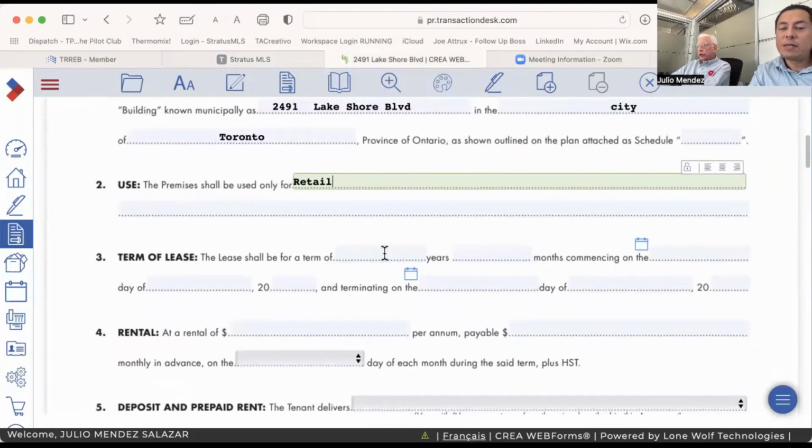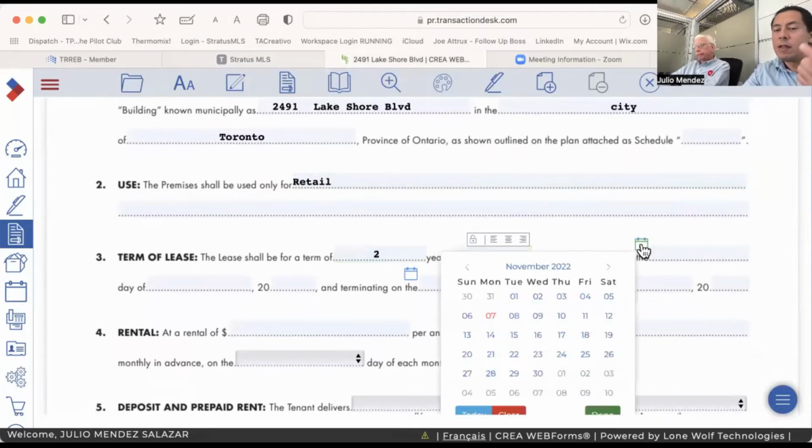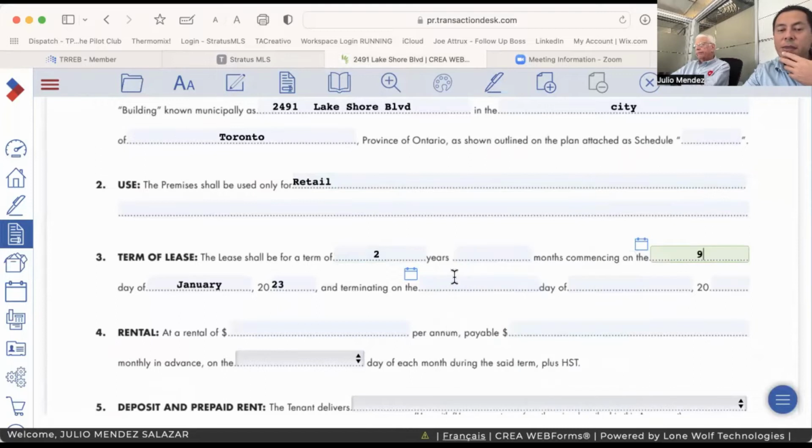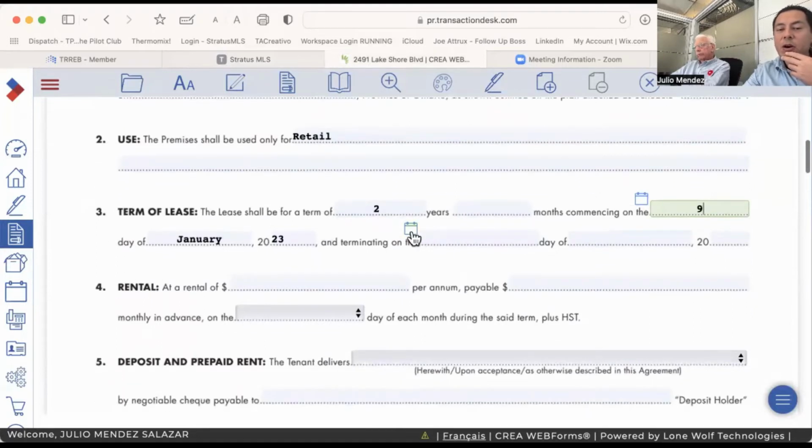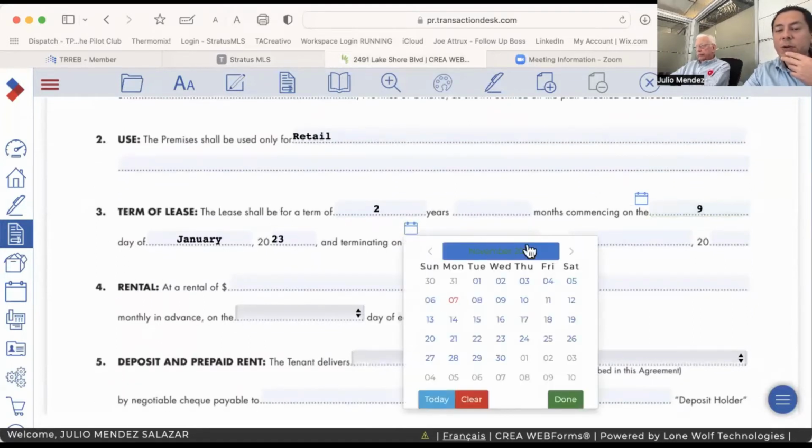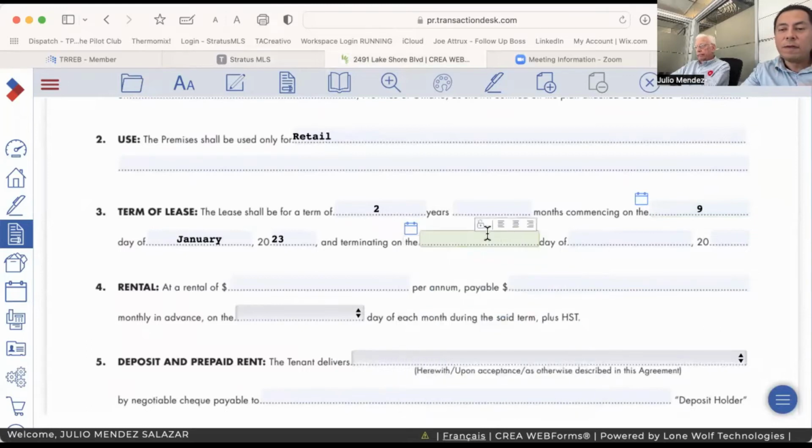Term of lease. 2 years is max because that's what's in the listing agreement. Commencing on, let's say we're going to start January 9th. Yep. January 9th, and terminating on, let's say, January 8th of 2025. Sounds good. Yep. Rental.